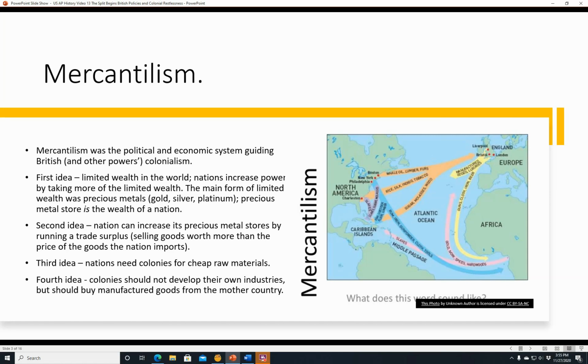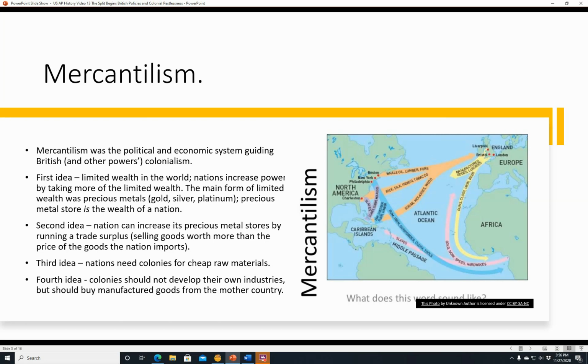The second idea is that a nation can increase its precious metal stores by running a trade surplus, that is, selling goods worth more than the price of the goods the nation imports. It's actually still a pretty good idea these days. If your country is running a trade surplus, you're doing well. If you're running a trade deficit, you really should probably look out for what's going on.